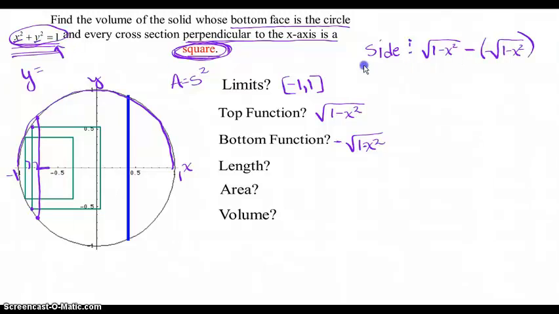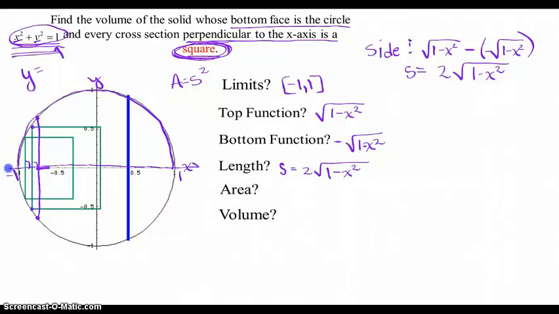So actually we could find, if you'll look at this, 2 times the square root of 1 minus x squared. That's actually what our side is going to be. Our length, which is what we're after here, our side is actually 2 times the square root of 1 minus x squared.